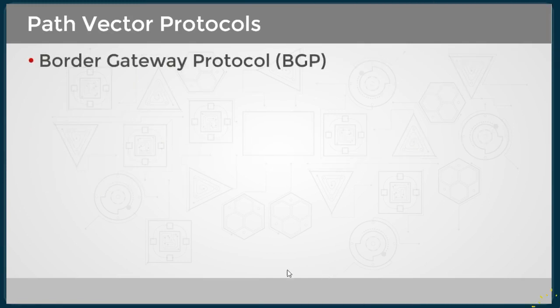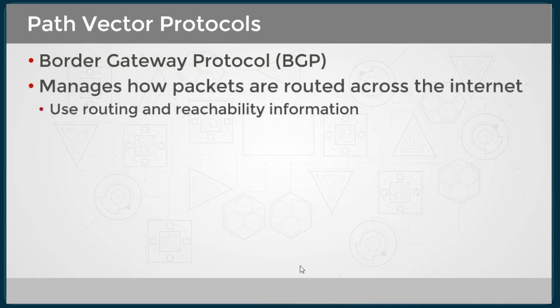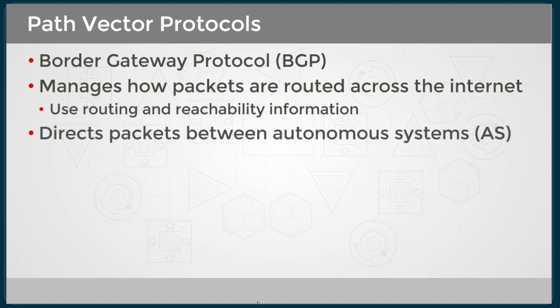On the internet, between ISPs, Border Gateway Protocol, or BGP, is used to populate route information. And it uses routing and reachability information. So again, it uses a combination of the distance and that reachability. Can I get there over this path? Are all the routers alive and well? So it directs packets between what's known as autonomous systems, or ASs, and that simply means a routing environment that's managed by a specific organization.